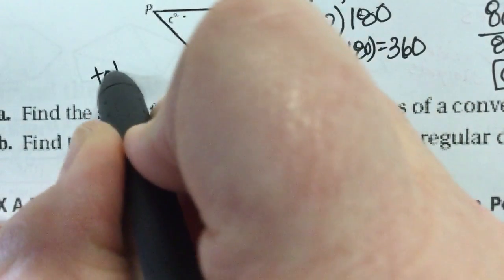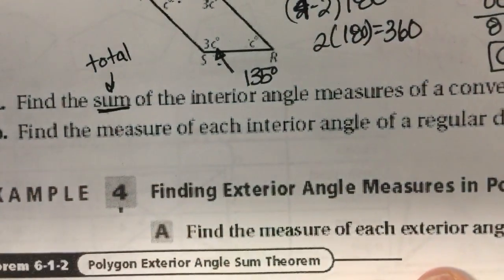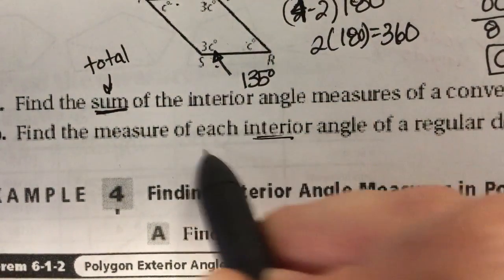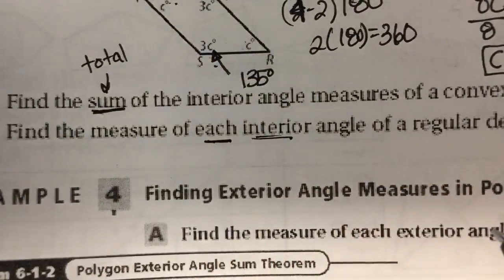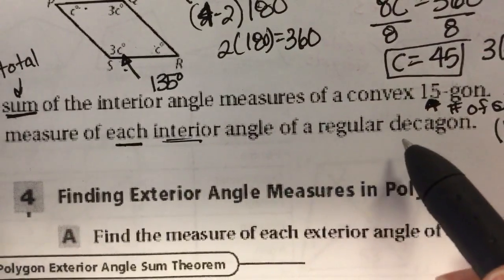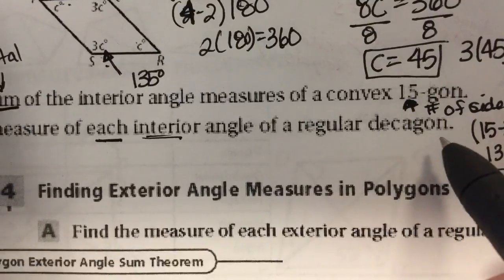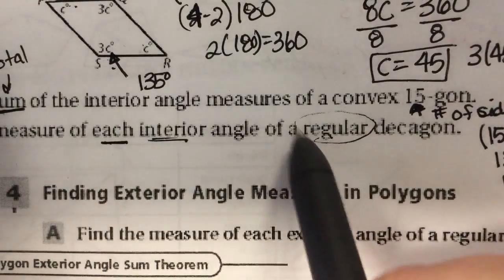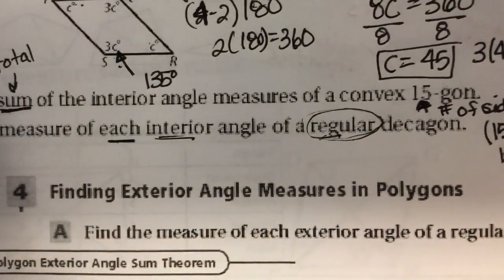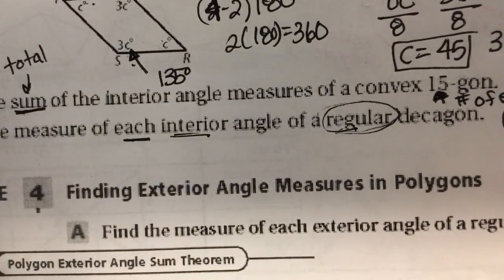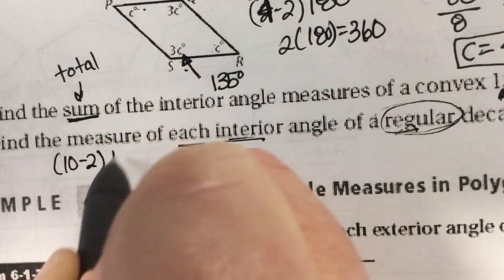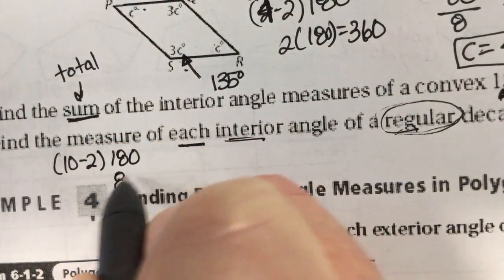That's my total. So when they ask for sum, think of total. On this next one, they only want each individual one. And what they tell me is I have a regular decagon. Deca is 10-sided. And if it's regular, that means every single angle is exactly the same. So the first thing I'm going to do is find my total. Deca is 10, so 10 minus 2 times 180. So 8 times 180.